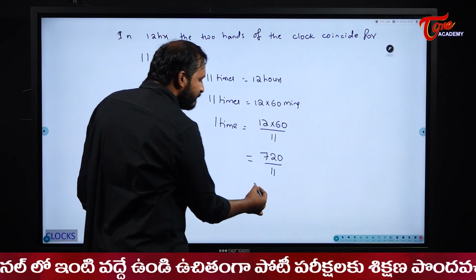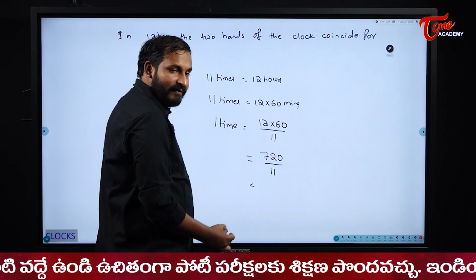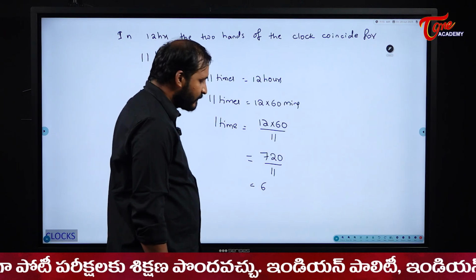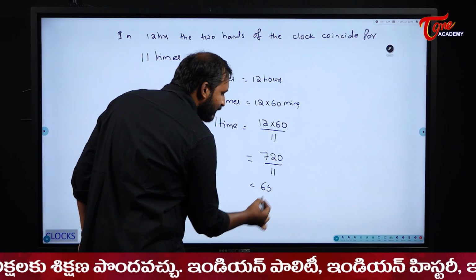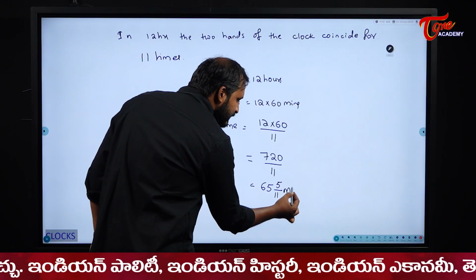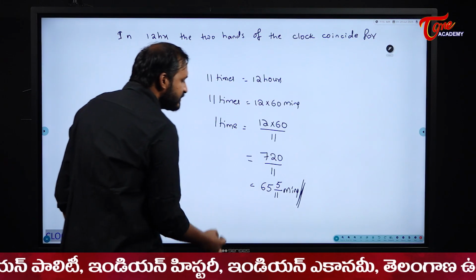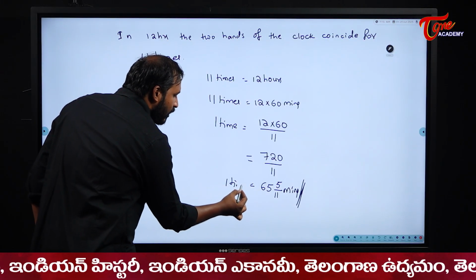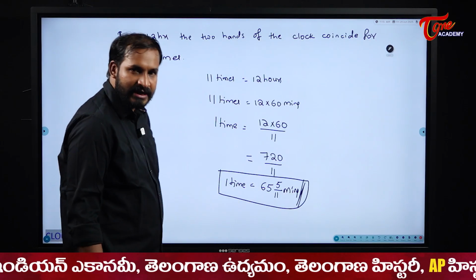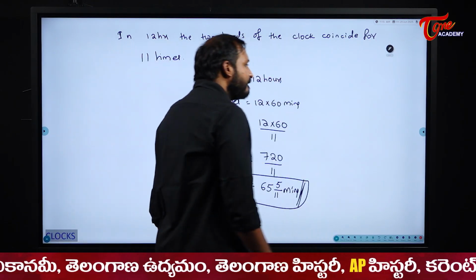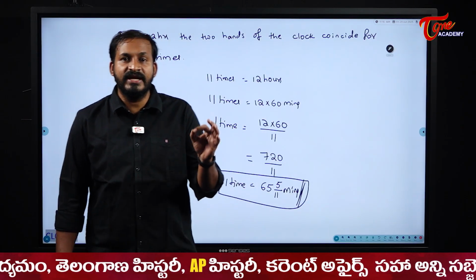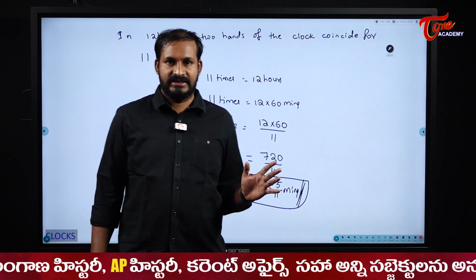What does it become? 11 6s are 66. I will be left with 60. 11 5s are 55, and I will be left with 5. So 5 by 11 minutes. That means the two hands of the clock coincide every 65 5 by 11 minutes. The two hands of the clock will coincide for every 65 5 by 11 minutes.